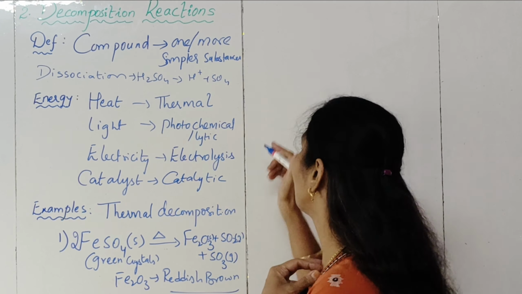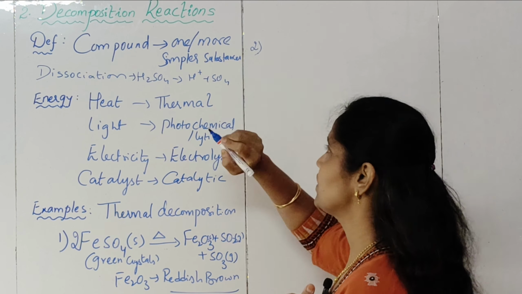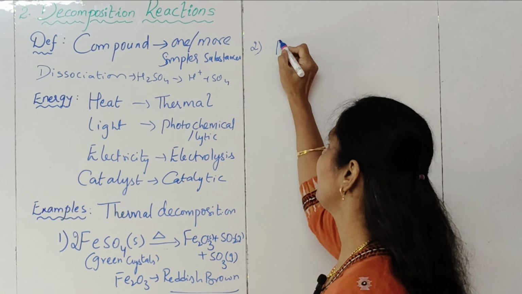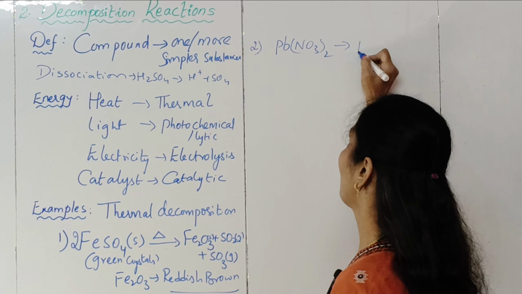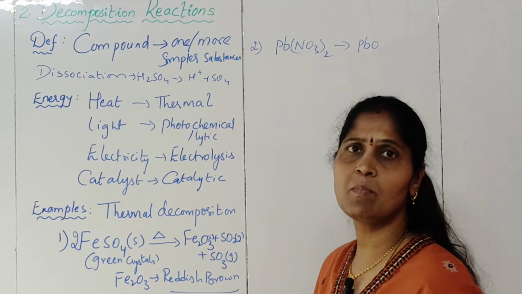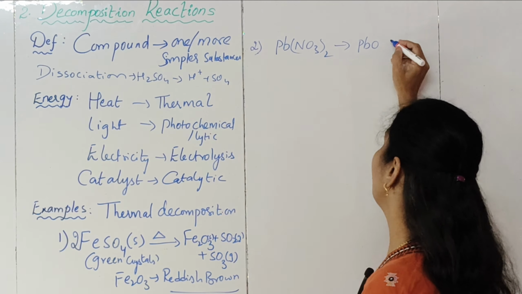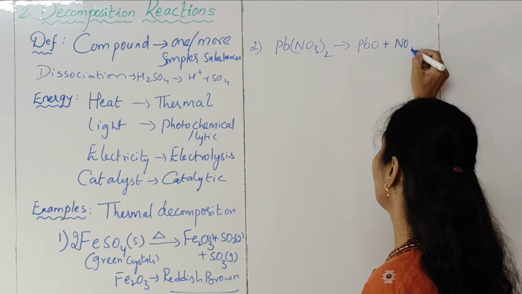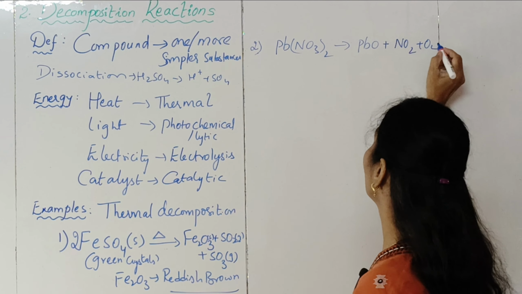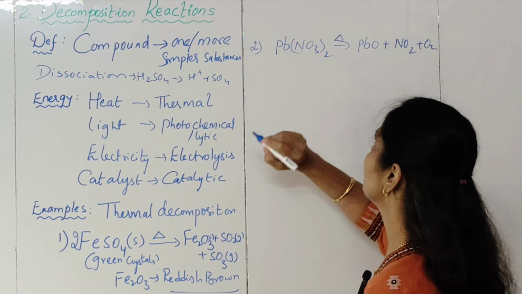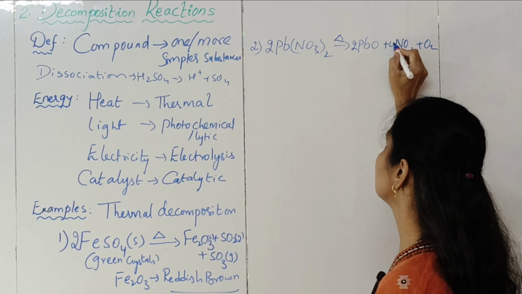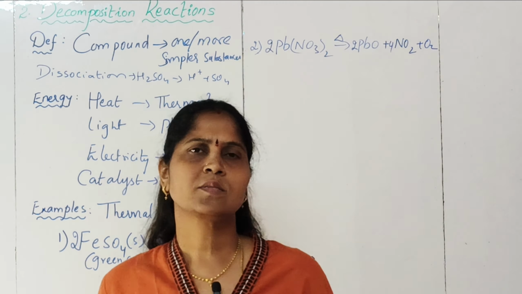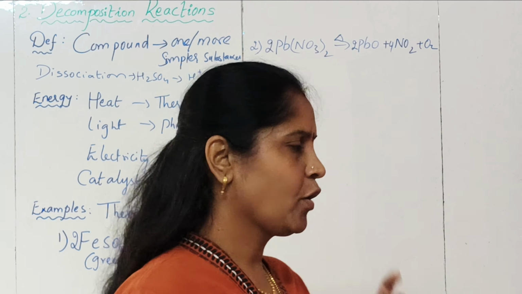Next we will be talking about one more example of thermal decomposition. You have the case of lead nitrate, which is Pb(NO3)2. This will form lead oxide, nitrogen dioxide and oxygen upon heating. Is this balanced? Again, it is not balanced. So you try to balance it, then the equation becomes so. Like this, we have the cases of thermal decomposition.